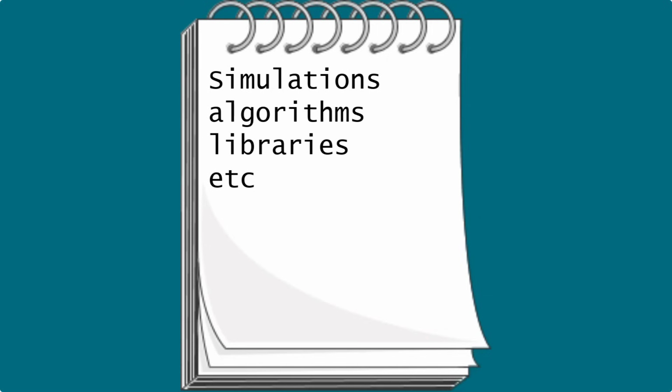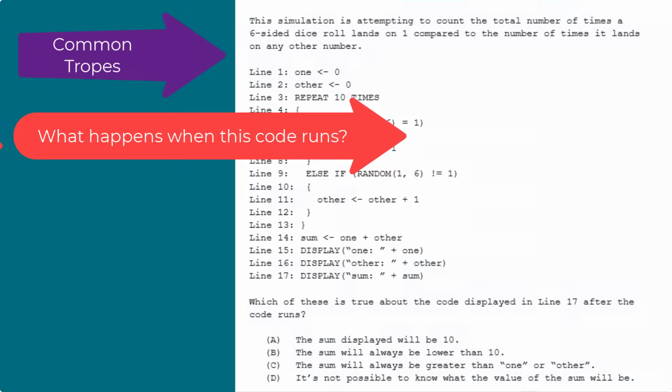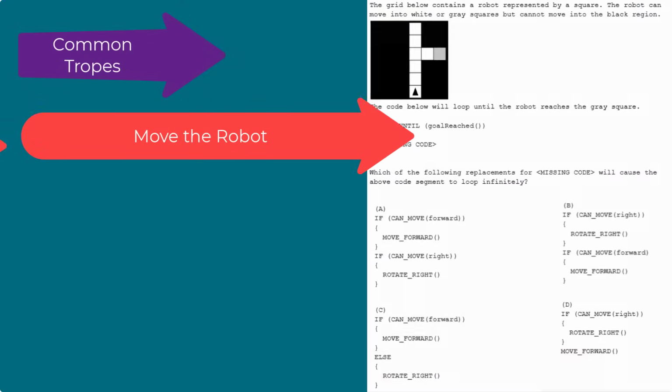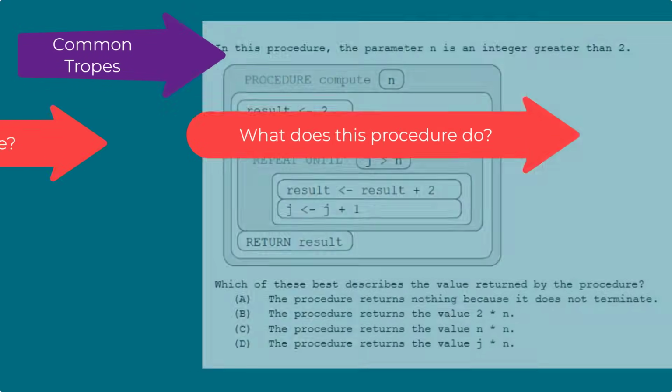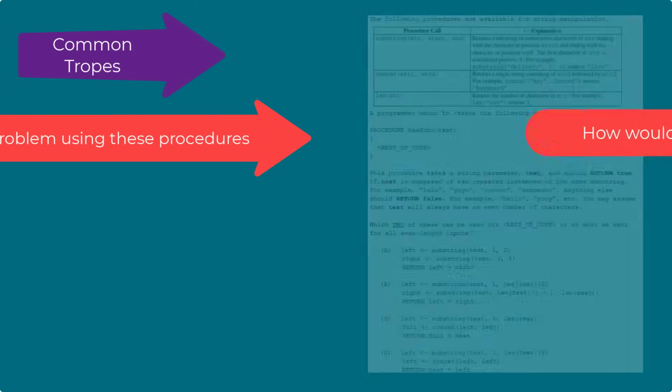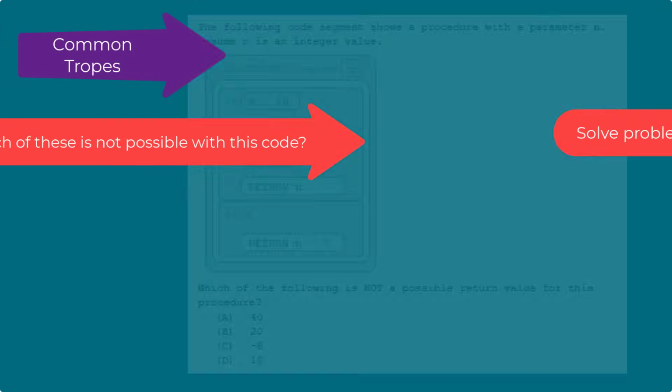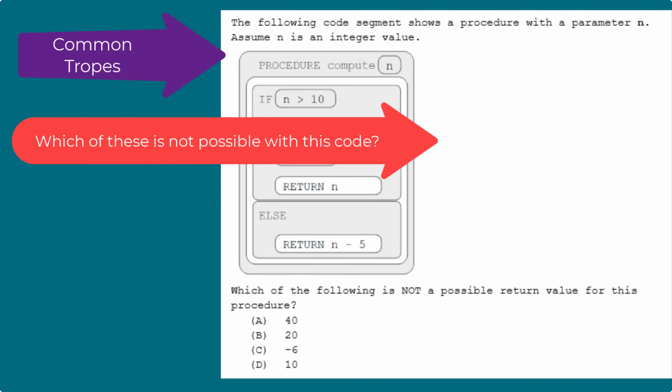If you look through some practice exams, you'll usually find a couple of common tropes. For example, these types of problems can appear pretty frequently. What happens when this code runs? Move the robot. What does this procedure do? What would fix this broken code? Solve a problem using these procedures. Which of these is not possible with this code?